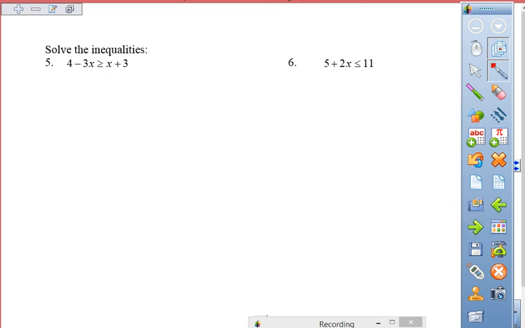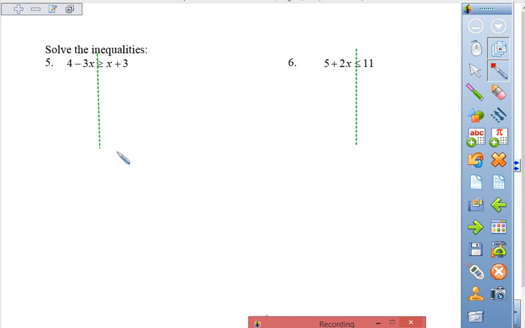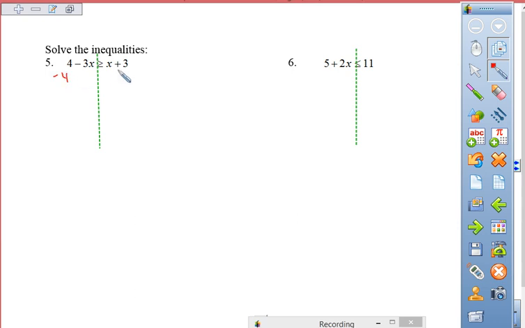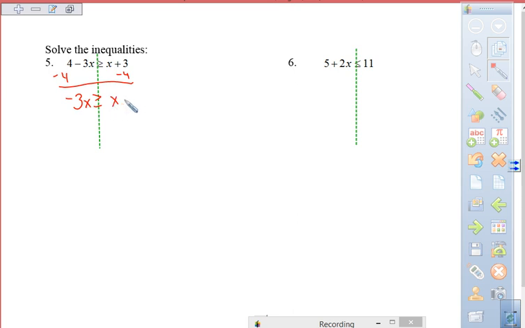Number 5. Go ahead and put your lines through the inequality symbols. We want to balance our equations, get our x's together, get our numbers together. So I'm going to subtract 4, and I'm going to write it underneath the 3 because they are like terms, and I get -3x is greater than or equal to x minus 1. And now I need to get my x's together, so I'm going to subtract x on both sides, because what I do to one side I have to do to the other, and I get -4x. So I've only subtracted things, so I don't have to flip my sign.